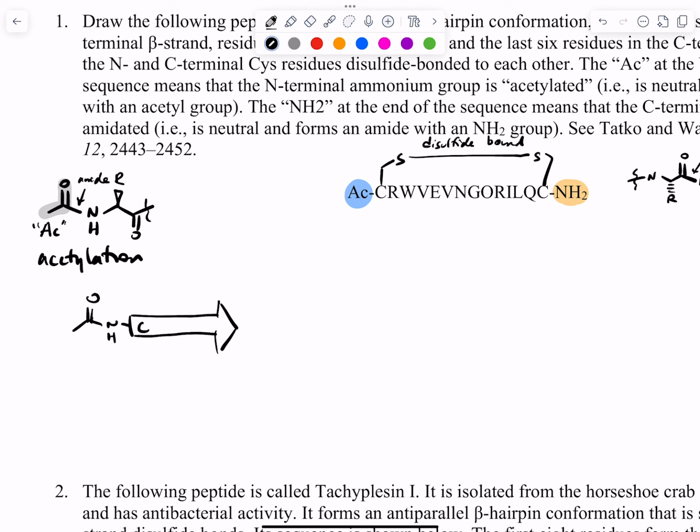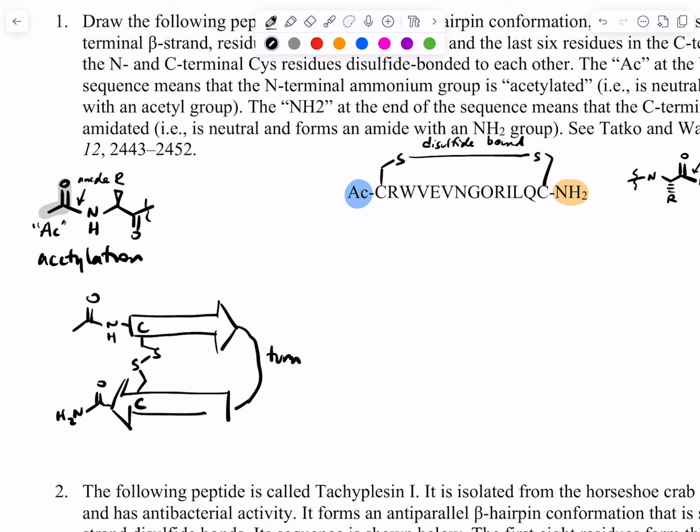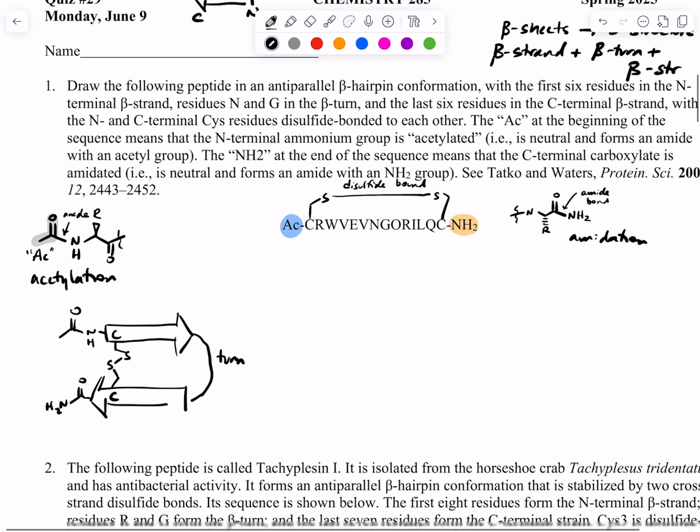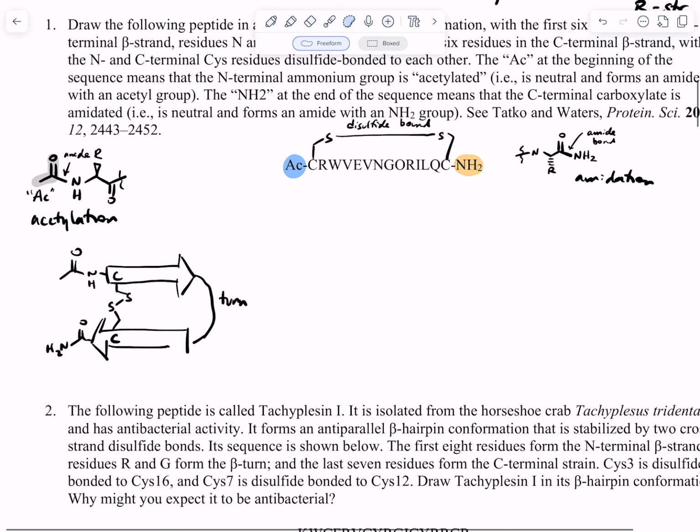And then here is the turn, and then here is the C-terminal cysteine with its carboxamide group, or the amide group on the C terminus. And you expect these two cysteines to be disulfide bonded to each other. So that's one feature, just looking at this sequence, the information I'm giving you as we're going to draw it. That's one piece of the puzzle.